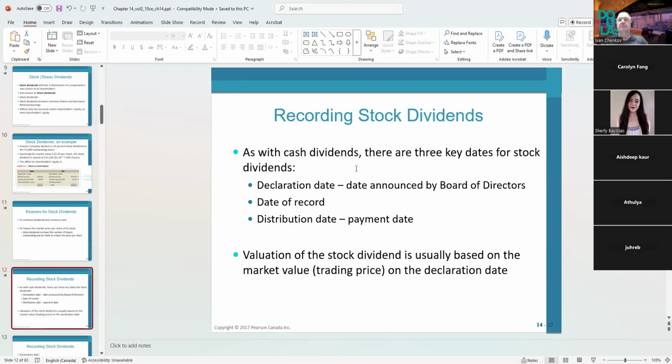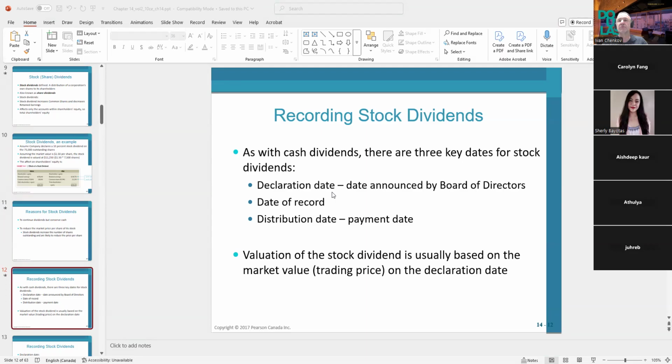So let's remind again, as with the cash dividend, there are three key dates on the stock dividend. First is the declaration date, where the board of directors announces that there will be a stock dividend distributed to the shareholders. Then we have the date of record, and then we have the distribution date. In this case, it's not a payment date, it's purely a distribution date.